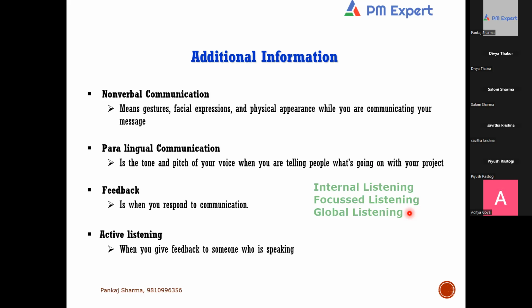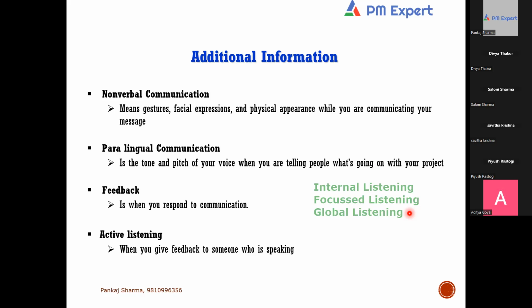Are you able to differentiate between focused listening and global listening? Here you can interpret the environment as well. The more effective you are as a listener, the better will be your communication. Now, these were some basics. The most important aspect of communication is planning the communication.